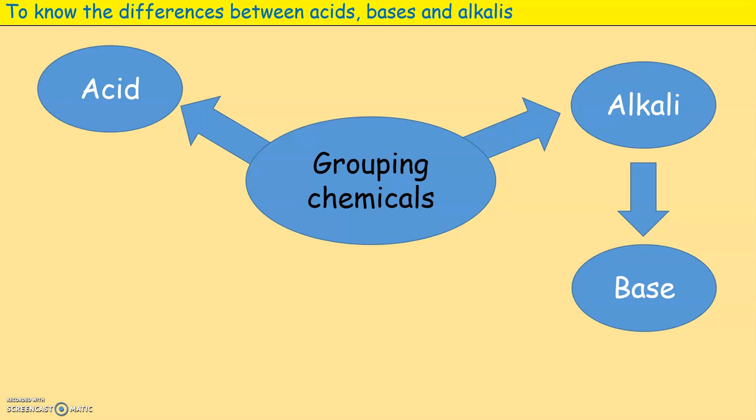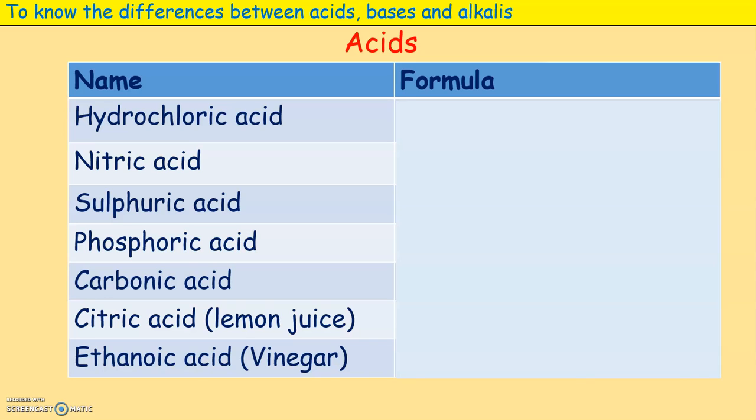So we're going to be looking at different things today. We're going to be looking at grouping chemicals: acid, alkali, and bases. Let's start off with acid. These are the names of the acids we know right now. Of course, we've got more types of acid, but these are some of the ones you need to know for now. We've got hydrochloric acid, nitric acid, sulfuric acid, phosphoric acid, carbonic acid, citric acid, which is in lemon juice, and ethanoic acid, which is basically vinegar.